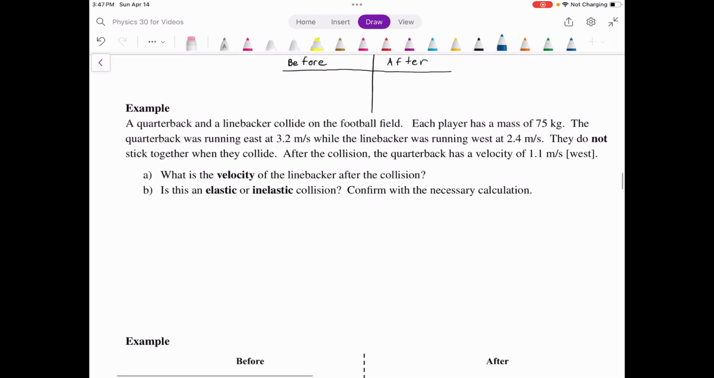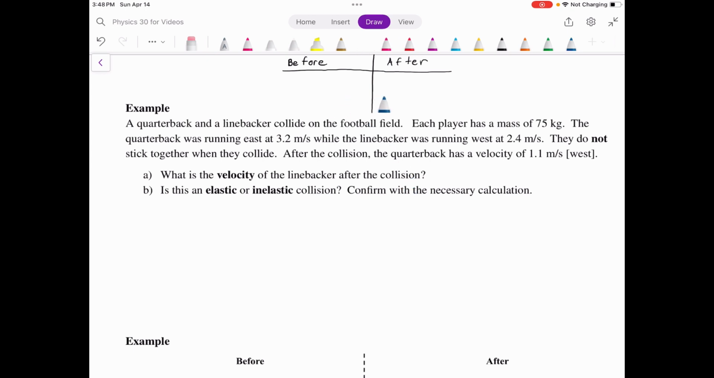Let's go. All right, so a quarterback and a linebacker collide on the football field. Each player has a mass of 75 kilograms. Okay, so they have the same mass. That won't always be true, but in this case they do. The quarterback was running east at 3.2 meters per second, while the linebacker was running west at 2.4 meters per second. They do not stick together when they collide. After the collision, the quarterback has a velocity of 1.1 meters per second to the west. What is the velocity of the linebacker after the collision?